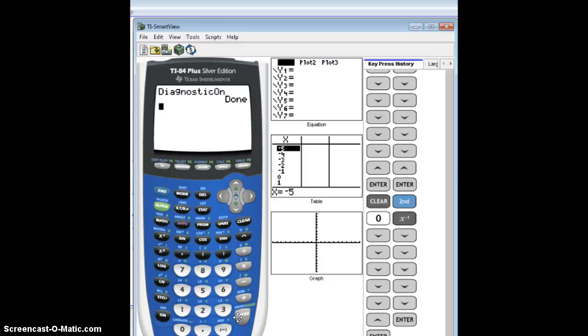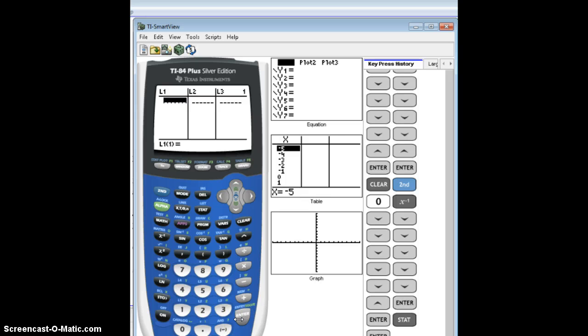Okay. So now you're ready to put the data in. We know that our population is the X and our representative is the Y. So make sure you have your directions there and your notes ready to go. And we start with the button stat and edit. We've cleared the data already.